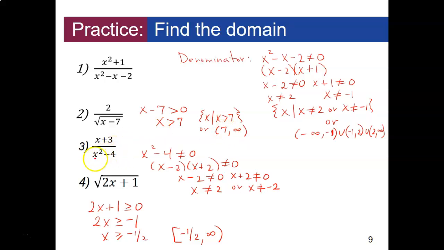Here I want to factor this denominator. I'll factor it and set each factor not equal to 0. So I find that x cannot be 2 or -2. And this one we're going to take the part under the radical and set it greater than or equal to 0. So when it's in the denominator, I set it greater than 0. When it's not in the denominator, I'll just set it greater than or equal to 0 because it's okay for it to equal 0 unless it's in the denominator.